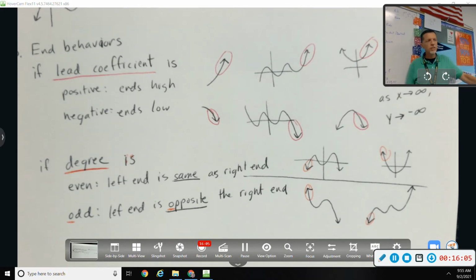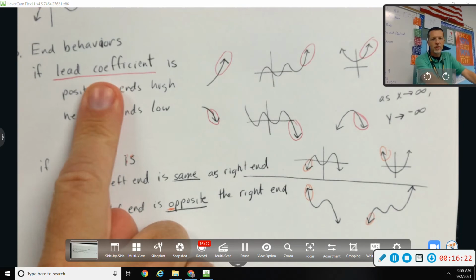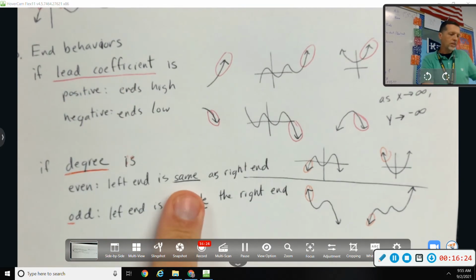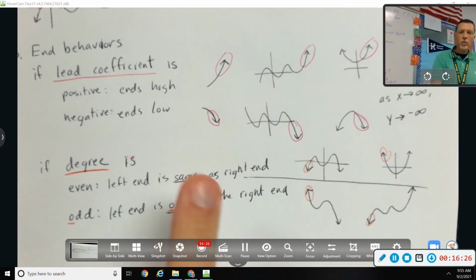So lead coefficient tells you the right end. Degree doesn't tell you left end, it tells you same or opposite. So be careful, you can't just say if it's odd that means it's down. No, odd would just mean it's opposite. So you have to use the lead coefficient first so that you know, when you say same as what? Opposite of what?